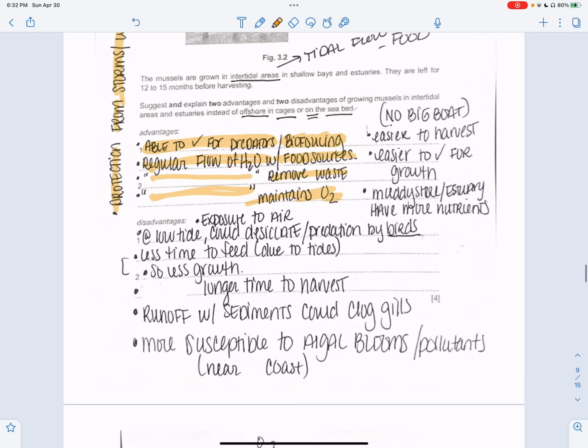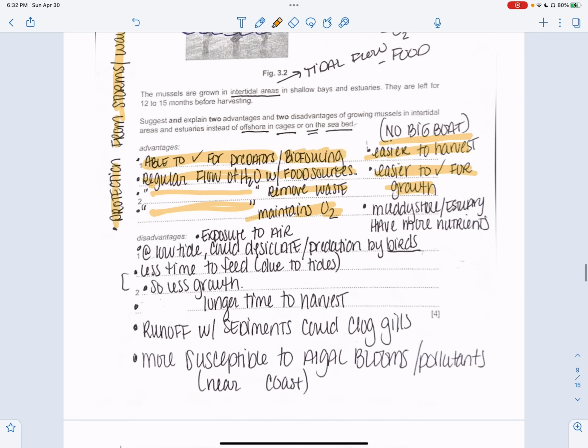Those waves can get really big. You don't need a big boat, whereas going offshore, you would need to have a very big boat in the open ocean. So this is going to be easier to harvest, and easier to visually check for growth. It might just be something you could wade and walk in.